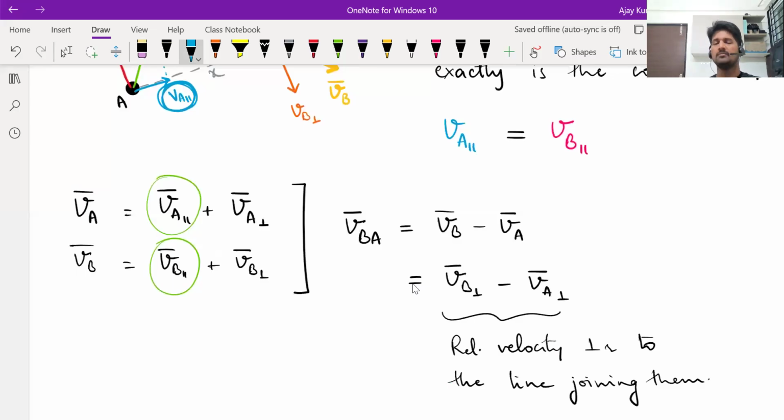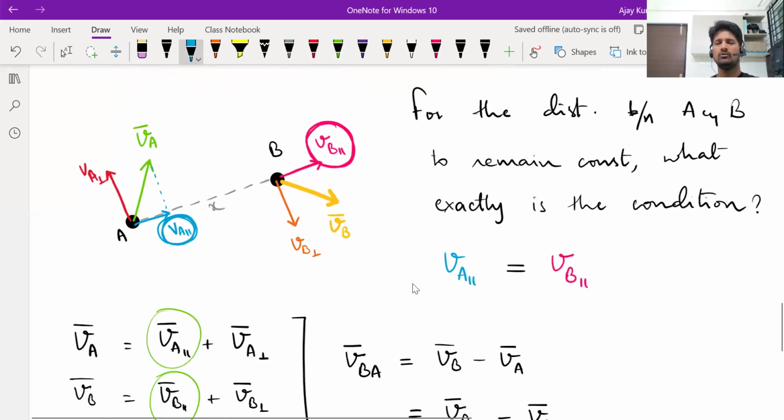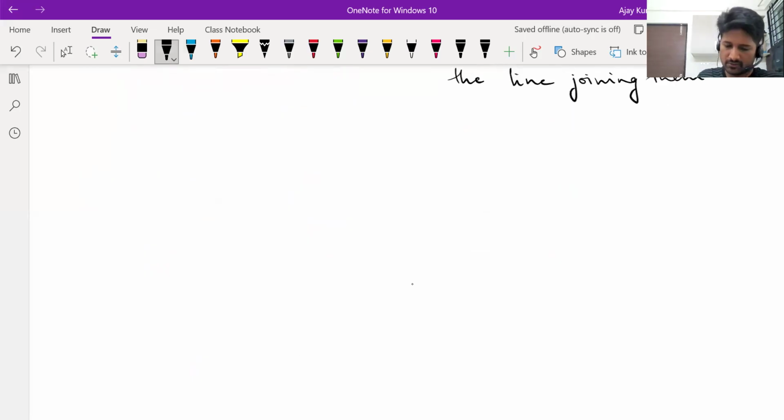So this is the mathematical condition for a rigid body. This is the relation between the velocities of any two particles of a rigid body. Their components parallel to the line joining them should remain constant. Now there are very interesting applications of this also.